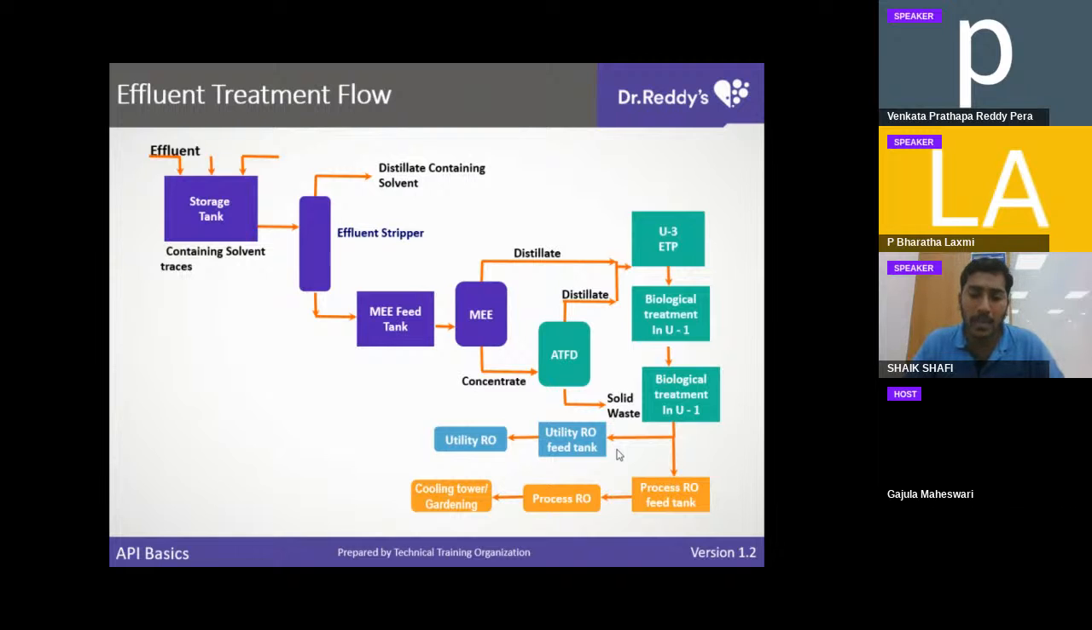And coming to high TDS effluent, we use a multiple effect evaporator to concentrate that liquid, and we use an agitated thin film dryer for taking solids from that solution. And these byproducts which we are getting in the process we send to different customers for detergent and burning processes.